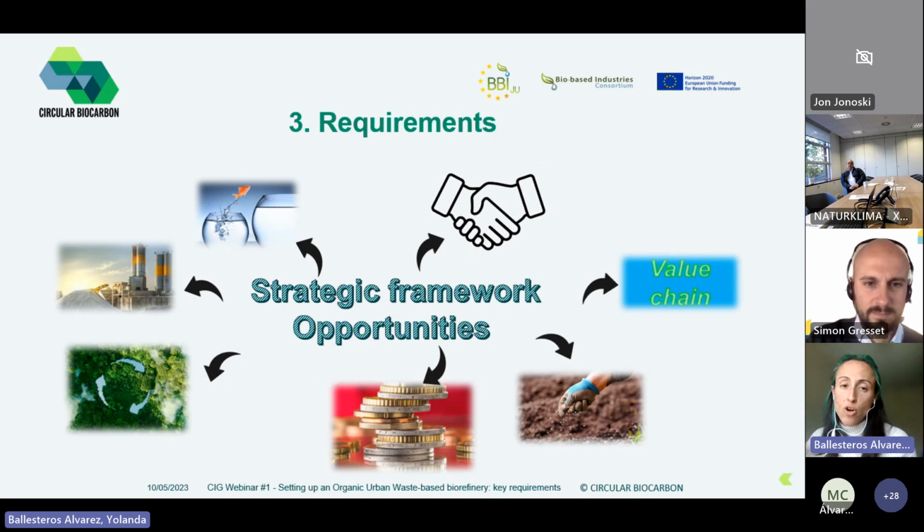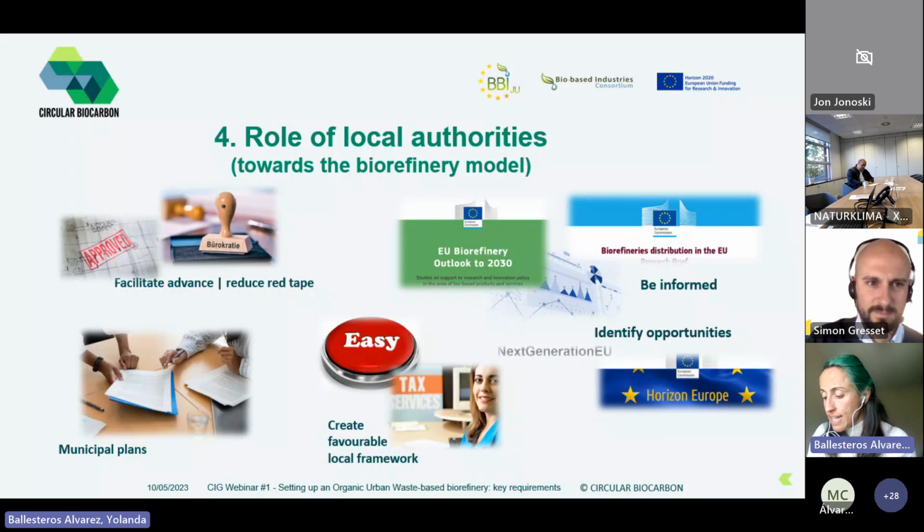So these are the opportunities we have detected, and hence we have directed our biorefinery to the production of those specific products. And here we have a slide in order to ask ourselves about the possible role of the local authorities in the transition to a biorefinery model.